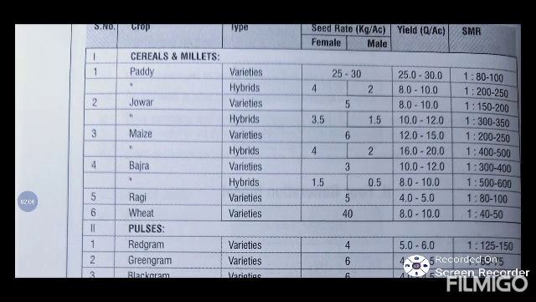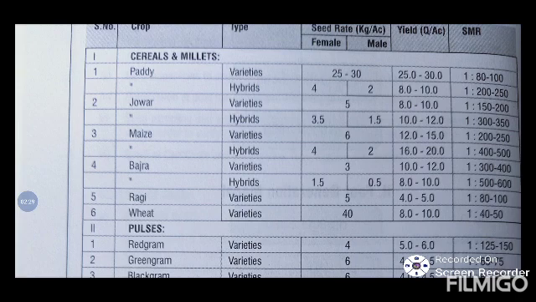As you know, the male is only utilized as a pollen source, so the number of plants required is also low as compared to the female plants. So the yield of hybrid jowar will be 10 to 12 quintals per acre. The seed multiplication ratio is 1 is to 300 to 350.